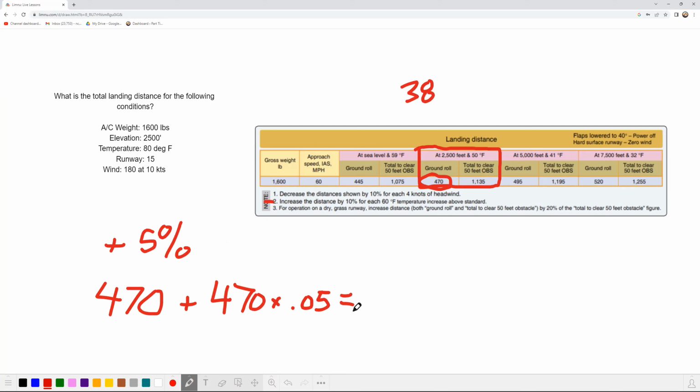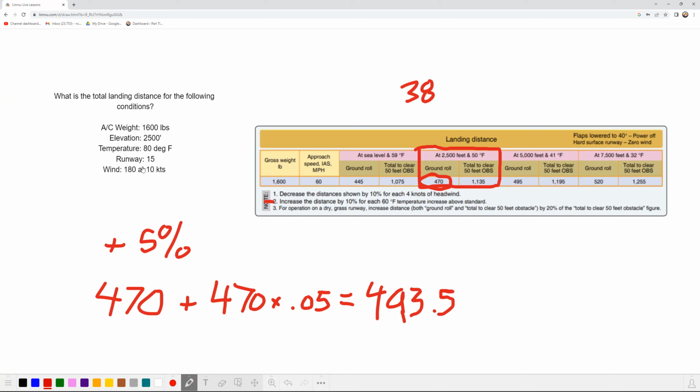So if I do that, let me get on my phone here. 470 times 0.05 plus 470 is about 493.5. All right, but we're not quite done yet because there's more information that might be of use to us.